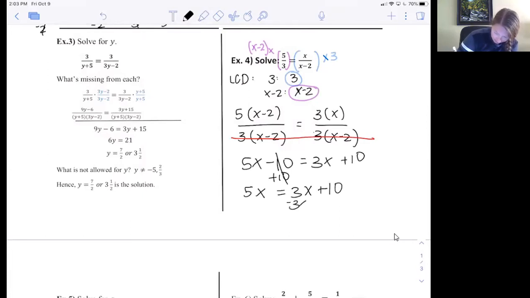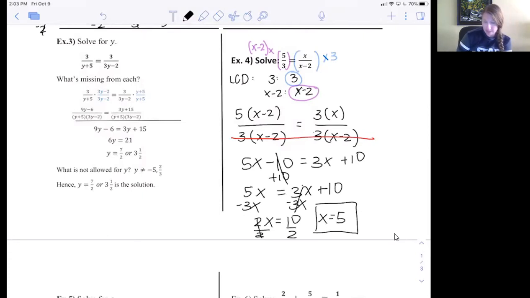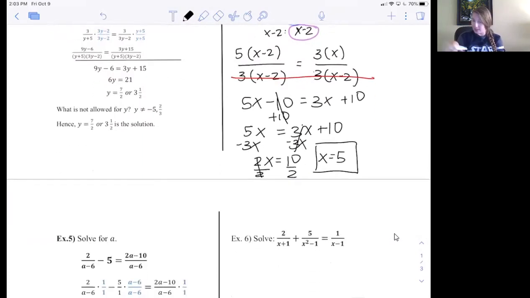Now I'm going to subtract 3x. So I've got 2x equals 10. Divide by 2. x equals 5. And I'm through solving that really fast. If it doesn't make sense to you, just pause it and you can solve it yourself. They're just those equations we did at the beginning. Just get x on one side, everything else on the other.